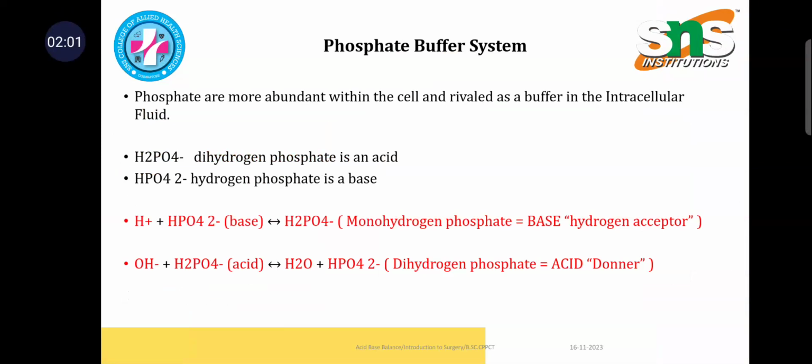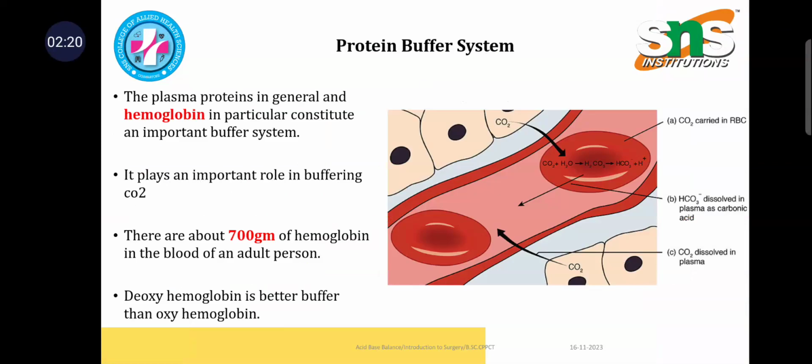Phosphate is an electrolyte present in our body in the intracellular fluid. Here we are talking about 2 phosphates: one is dihydrogen phosphate, and the other is hydrogen phosphate. Dihydrogen phosphate is an acid, and hydrogen phosphate is a base. Why so? Because dihydrogen means 2 hydrogens, so the excess hydrogen makes it an acid.